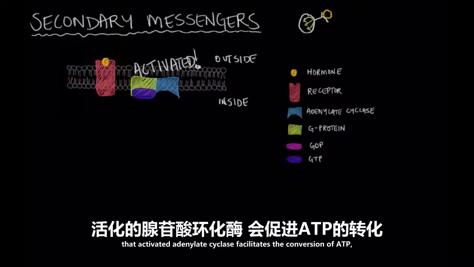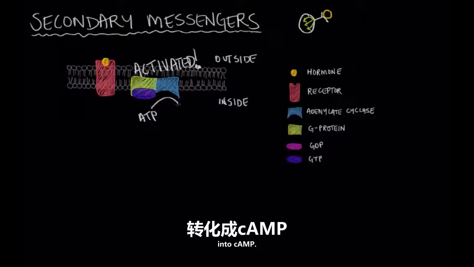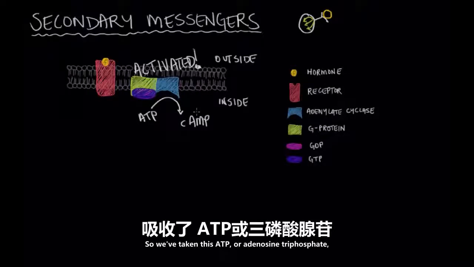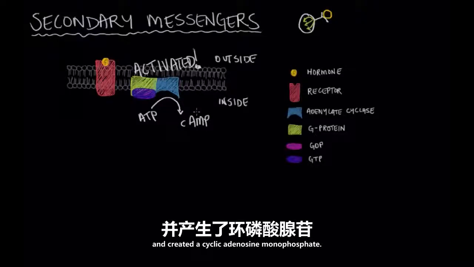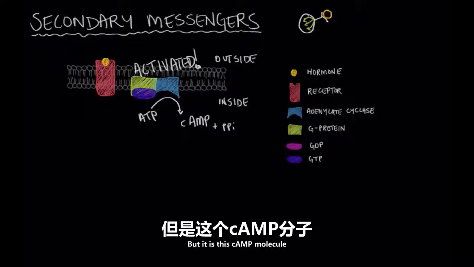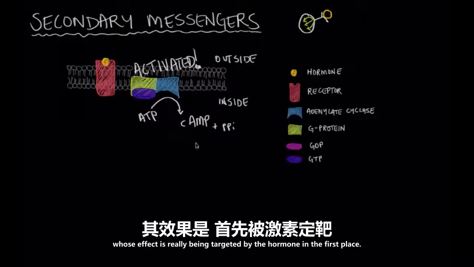And as an enzyme, the activated adenylate cyclase facilitates the conversion of ATP, which is the energy currency of the cell, into cAMP. And cAMP stands for cyclic adenosine monophosphate. So we've taken this ATP, or adenosine triphosphate, and created cyclic adenosine monophosphate, and we also have the additional 2 phosphates. But it's the cAMP molecule that activates the protein inside the cell whose effect is really being targeted by the hormone in the first place.